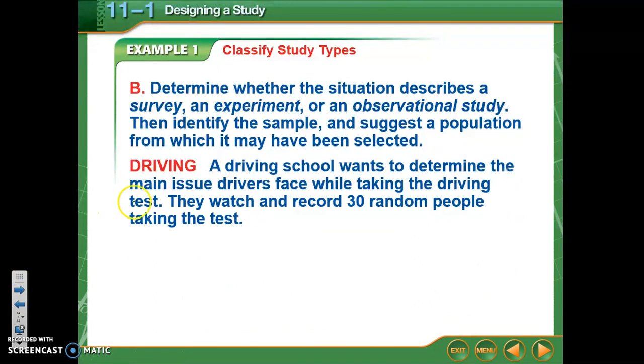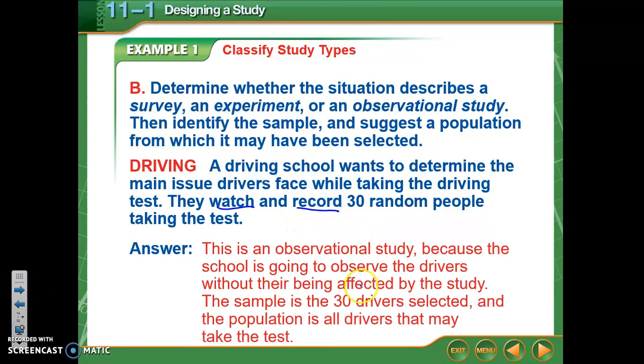All right, same question, this time with a driving scenario. A driving school wants to determine the main issue that drivers face while taking the driving test. They watch and record 30 random people taking the test. So this would be an observational study because they're just watching and observing. The drivers are not being affected at all. The sample is the 30 drivers that they chose. The population is all the drivers that would be taking the test. Not all drivers, but all drivers taking the test.